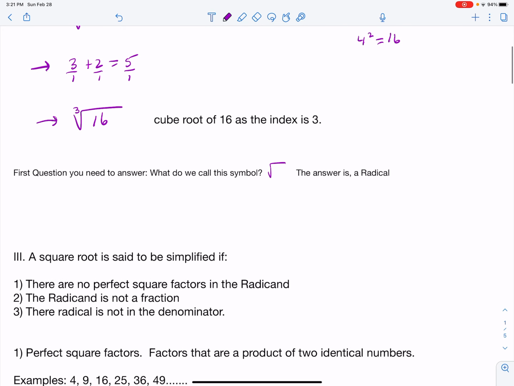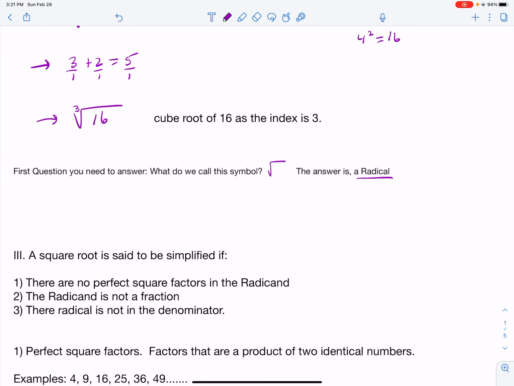Okay, so right off the bat, here's our question number 1. The first question you need to answer, what do we call this symbol, that square root? Your answer is a radical. Okay, we call it a radical. So the answer number 1, when you have a notebook piece of paper that you're going to do the simplifying the radicals, you're going to put number 1 on it. Okay, so you could even take out a piece of paper now and put number 1 on it and just answer it radical.